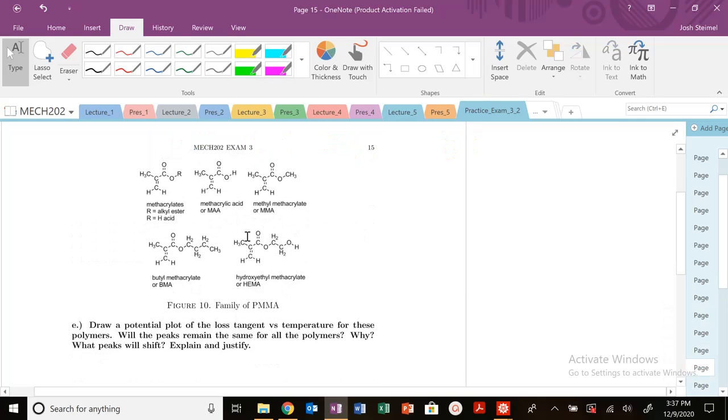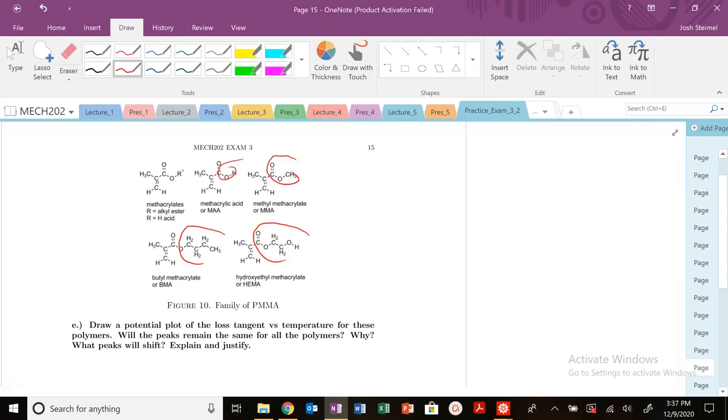Excellent. And finally, we have this family of PMMA, our methyl methacrylates. You can see this side group is basically growing between them right here. So here, here, here, not too thick, and then small, small. So draw a potential plot of the loss tangent versus temperature for these polymers.